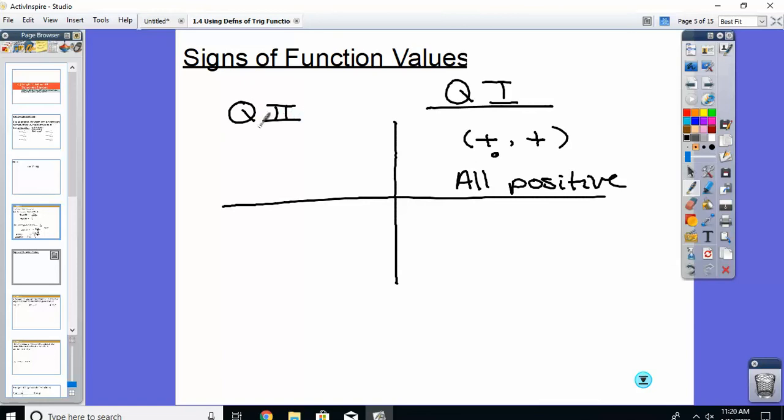In quadrant 2, if you took a point, the x value would be negative and the y would be positive. So would sine be positive or negative? Positive. Sine is y over r, so positive over positive. Cosine, though, would be negative. X over r would be negative. Tangent, y over x, would be negative. So in quadrant 2, sine, and its reciprocal because they match, cosecant, are positive. The other 4 functions turn out to be negative.